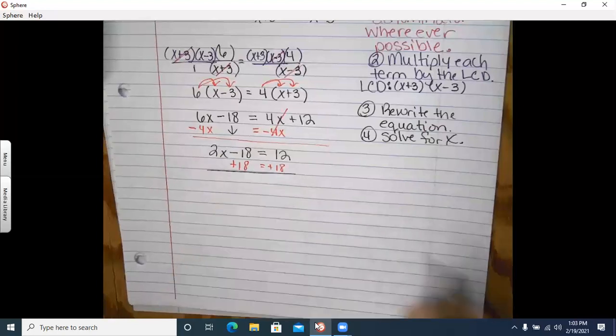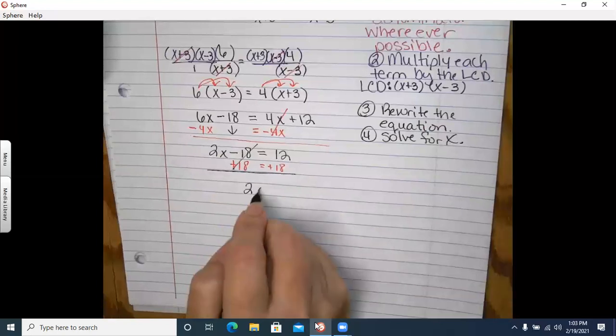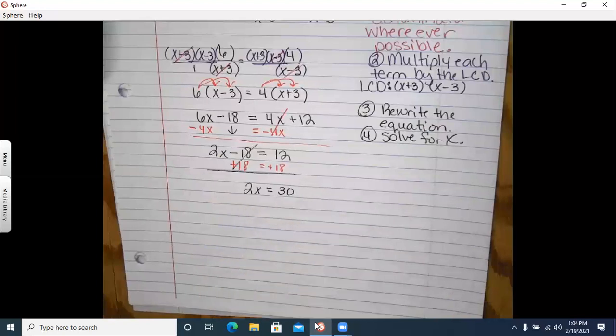All right, negative 18 and positive 18 cancel. All we're left with is 2x equals 30. Now, I notice a lot of you when you're solving equations, you don't bring the equal sign down. It's just like you just stop writing it at some point. And it's like it's one big expression. Don't do that. You got to bring the equal sign down. Keep it lined up.